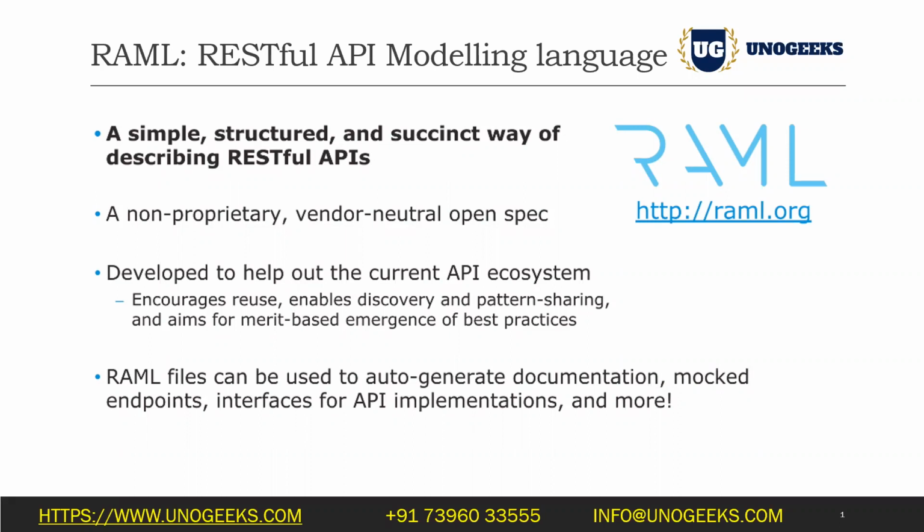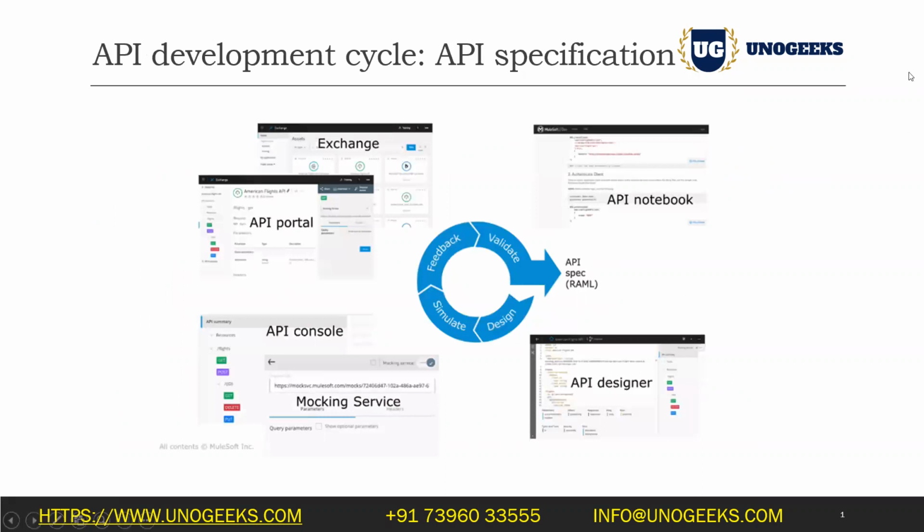I'll just reiterate the slides that RAML is a structured way to define your API spec, and it's open source, and you can use other open source tools like Swagger to create your API spec. Also, we can use a programming language to create it, but it becomes very big and complicated. That's why we use RAML. So this was the development cycle, where we design, simulate, get feedback and then validate.